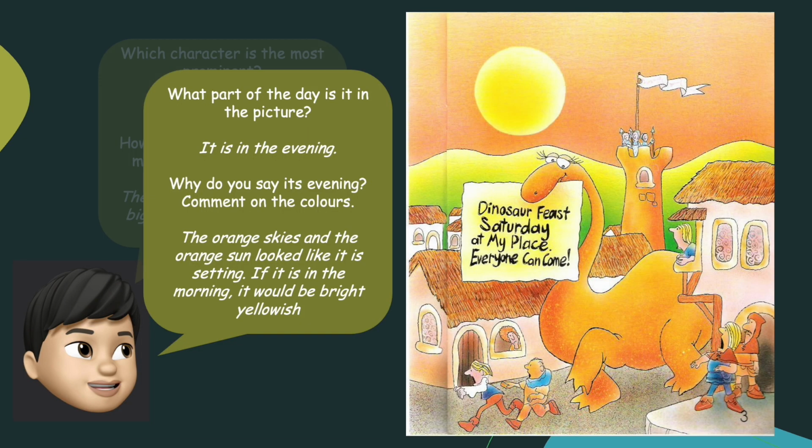In this picture also, teachers can ask, what part of the day is it in the picture? Children will be able to infer from the picture and look at the colors. It is in the evening. Why do you say it's evening? Teacher will ask them to comment on the colors. The orange skies and the orange sun look like it is setting. If it is in the morning, it will be bright yellowish. That is how children make connections.